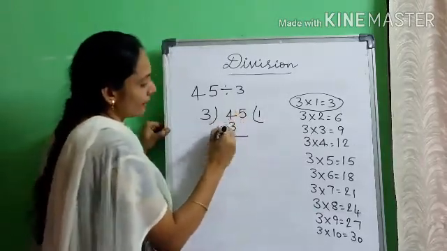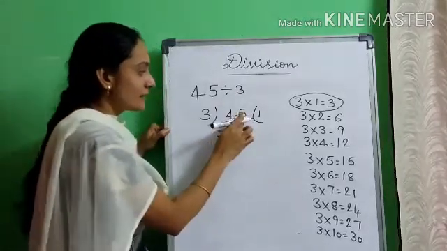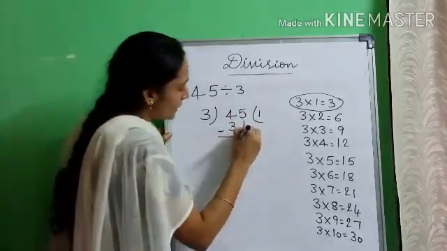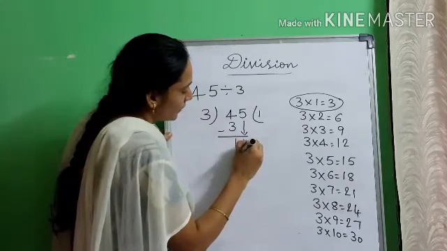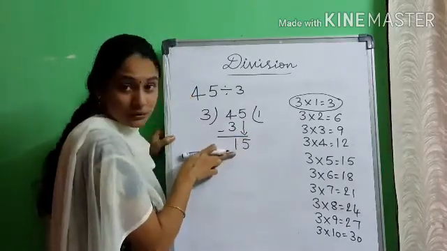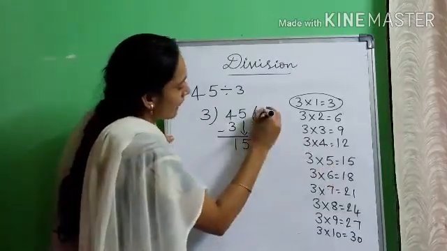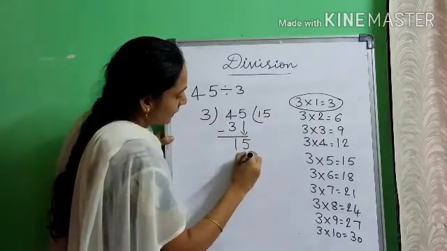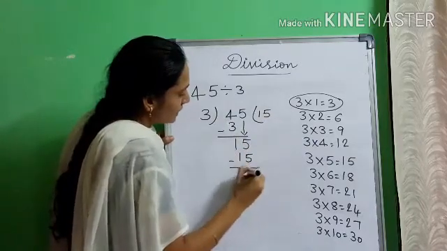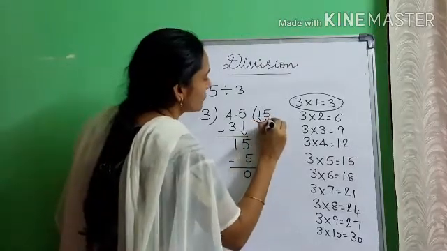Now 4 minus 3 is 1, and write the next digit down. And what is the next digit? 5. So bring down 5. Now read the 3 table up to 15. 3 fives are 15. So write 5 here, 15 here. 15 minus 15 is 0. Children, here what is the quotient? Quotient is 15.